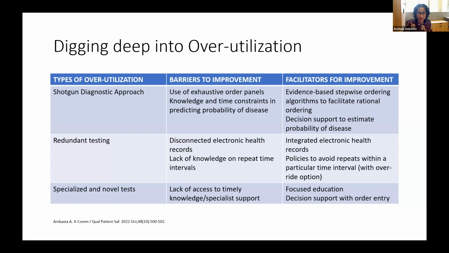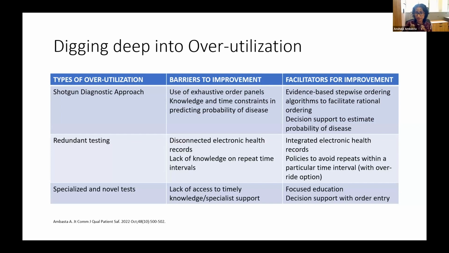Another category of overutilization is in the area of redundant testing. Redundant testing occurs when tests are ordered just because people weren't aware that they were already ordered in the recent past. This occurs because of disconnected electronic health records and lack of access to integrated records. Redundant testing can also occur because there may be a lack of knowledge of appropriate repeat time intervals. People may not be sure when we expect to see a change in a test, and it's ordered more frequently than that. How we might move away from that is thinking about integrated electronic health records, and also having policies to avoid repeats within a particular time interval, of course, with an override option for clinical exceptions.